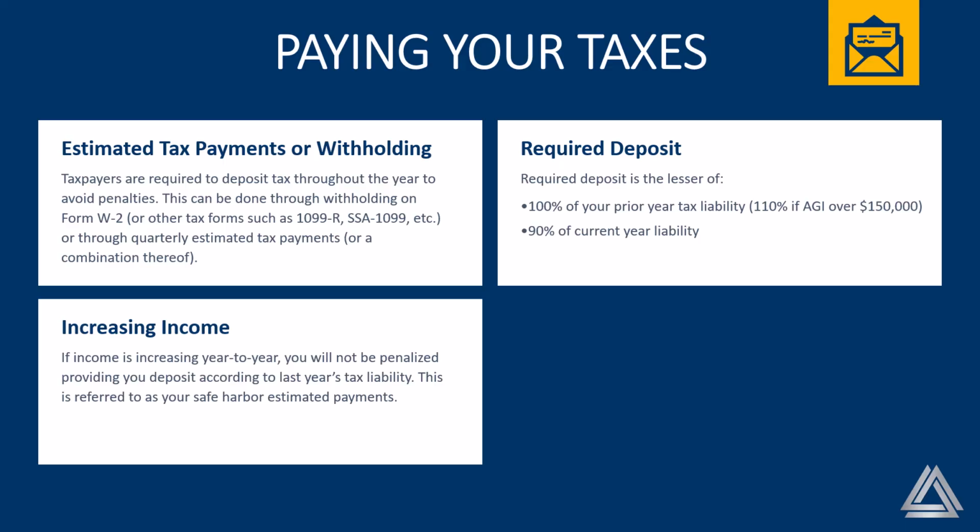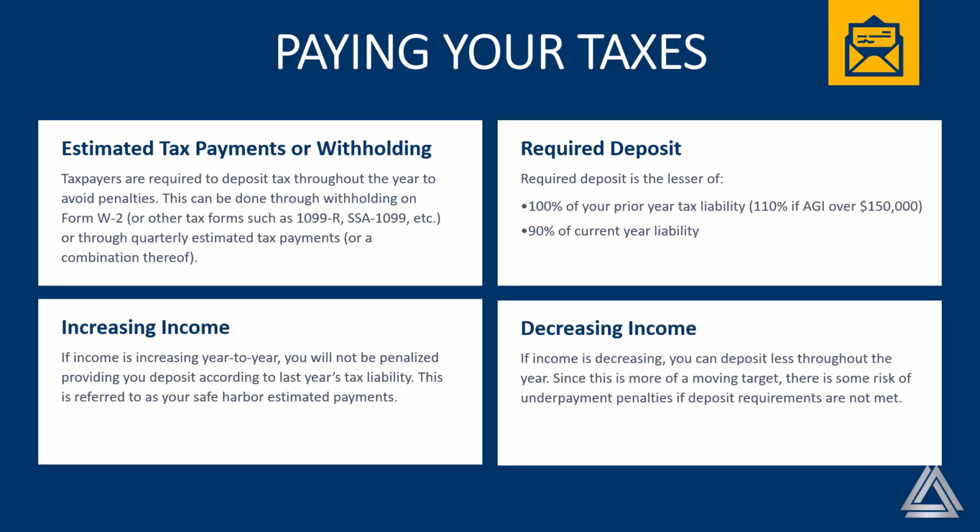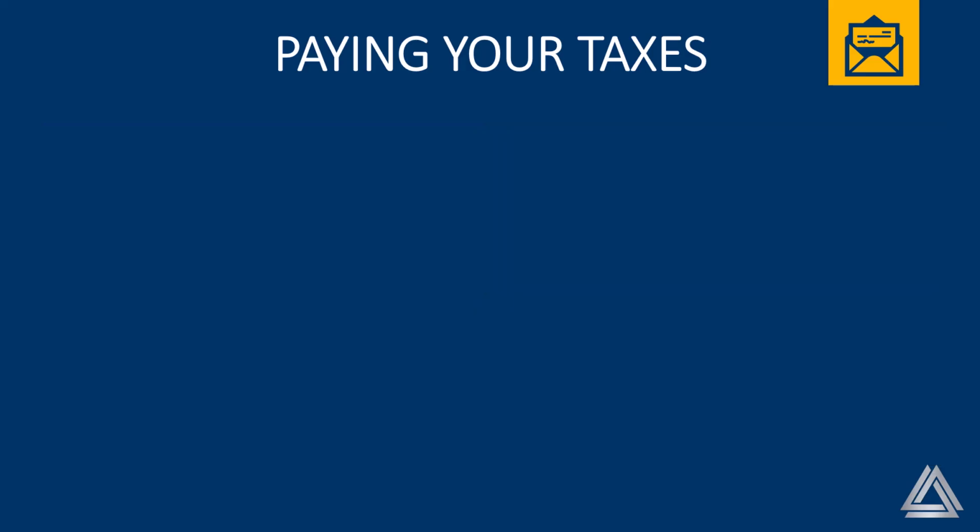Increasing income. If income is increasing year to year, you will not be penalized providing your deposit according to last year's tax liability. This is referred to as your safe harbor estimated payments. Decreasing income. If income is decreasing, you can deposit less throughout the year. Since this is more of a moving target, there is some risk of underpayment penalties if deposit requirements are not met. Here's some additional information about W-4s and under withholding.